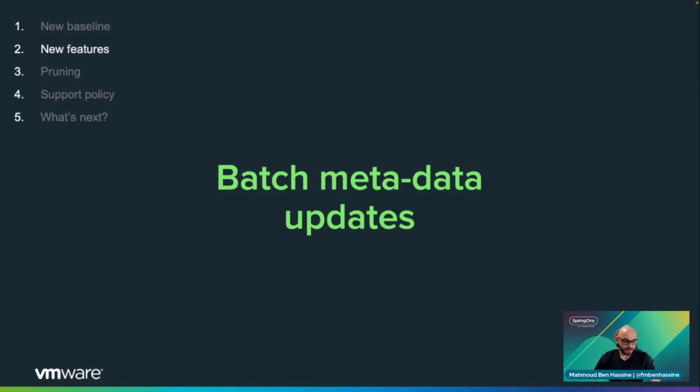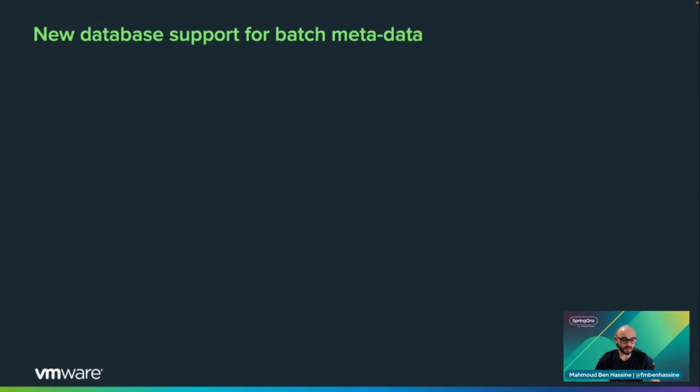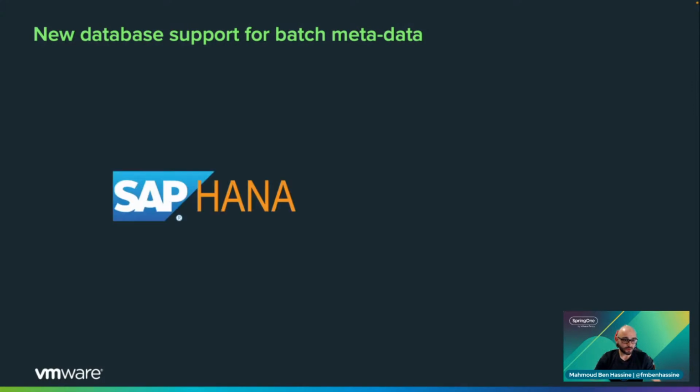Okay. The next feature is about batch metadata. So this is the metadata of Spring Batch in the database. We have a lot of changes here as well related to the features I showed. But yeah, we have new databases supported for the job repository, and the first one is SAP HANA. So now you can use SAP HANA as a backend for the job repository of Spring Batch.